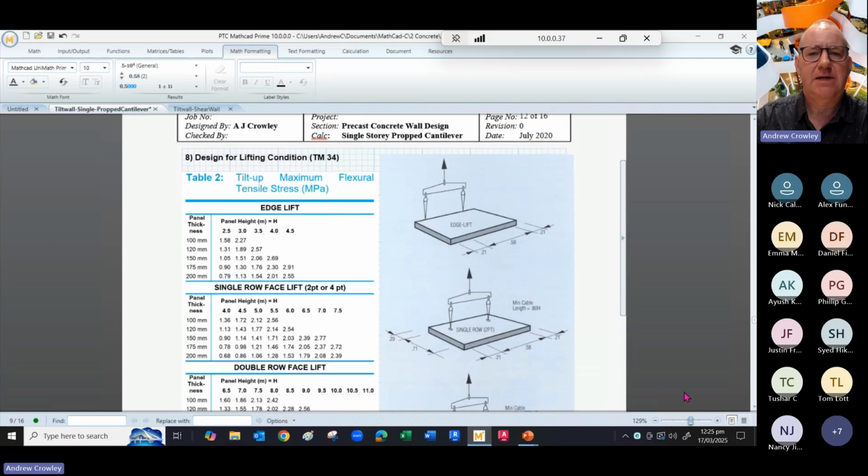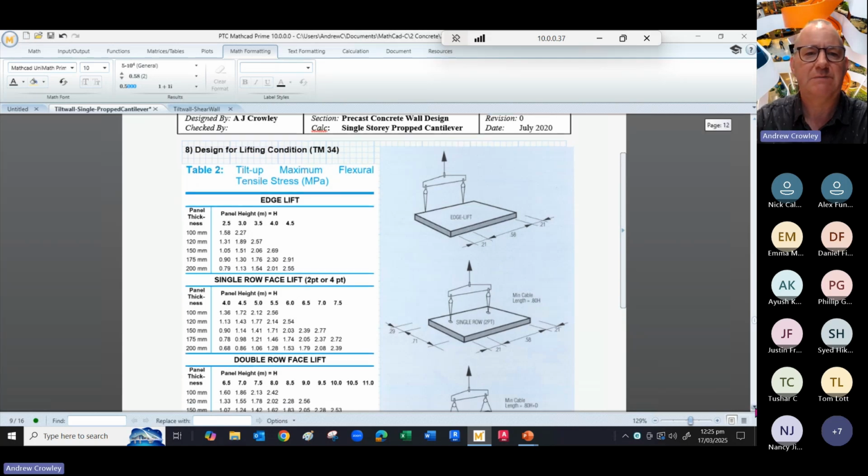Quick look at the design for lifting. Many structural engineers won't be doing the lifting design, and it's often left to the precast concrete manufacturer. But here from the TM34, there's some guidance to how these panels are lifted. The reason they're called tilt panels is they're cast flat and then tilted up. So it's possible to cast a large, thin, slender panel on its side in a way you couldn't do it vertically, and then lift it up once it's cured.